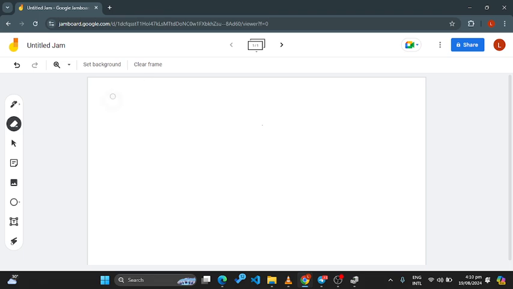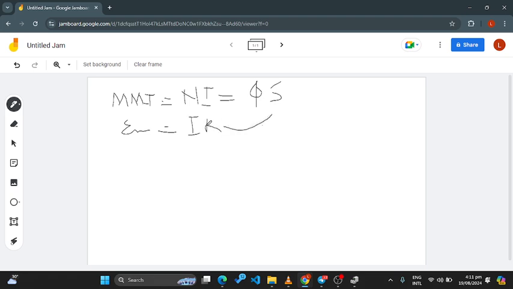This magnetomotive force, MMF, is given by the number of turns times the current flowing through the winding, and it's also given by the flux flowing times the reluctance. So just like EMF is equal to current times resistance, this is the Ohm's law in magnetic circuits. I hope this makes sense.